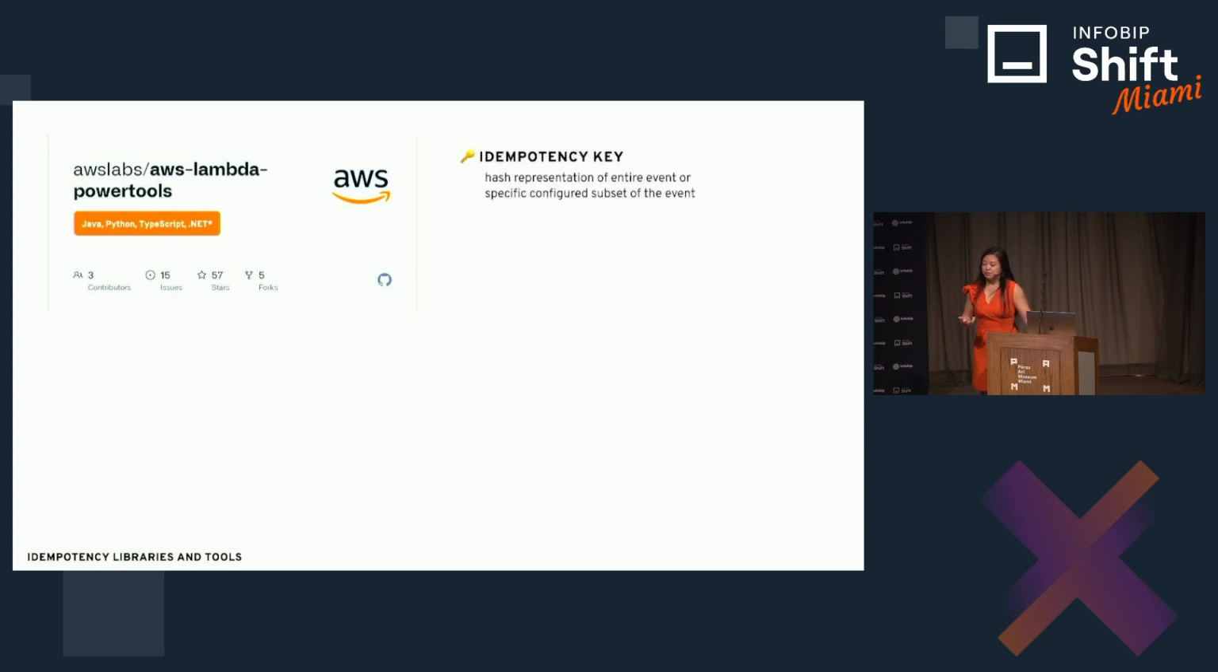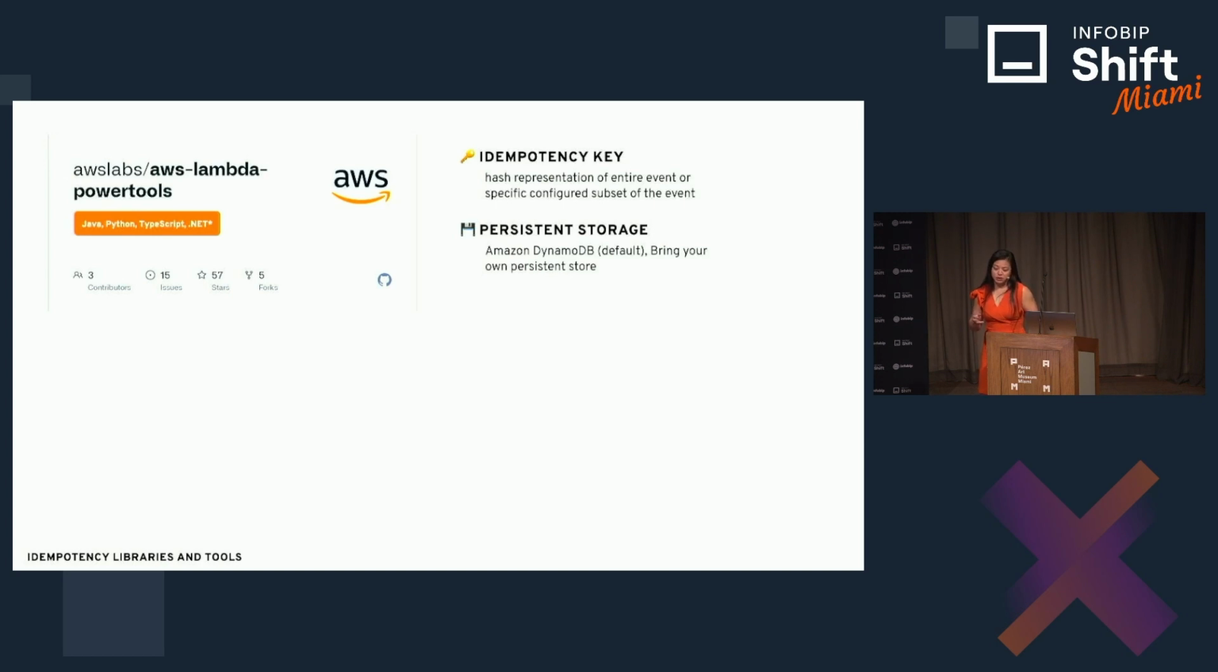So they have idempotency keys, which in this case you can do a whole hash of the entire event, or you can choose specific pieces of the event to be hashed, and that becomes your idempotency key. It has a persistent storage layer, which, of course, the default is DynamoDB, but that has since changed. Before, the default was DynamoDB, and it was only DynamoDB available.